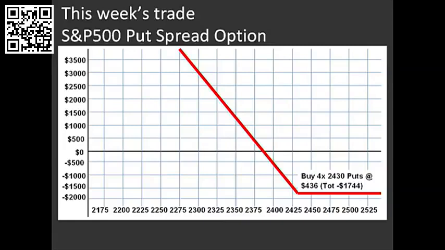And you can see that the red line indicates the payoff profile of that option. Above 24.30 is where we pay our premium of $1,744, and then below that level it starts to make money. And that put option will make money all the way down to zero if the market goes to zero, which it's not going to do, of course.